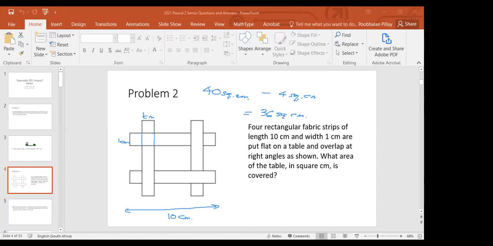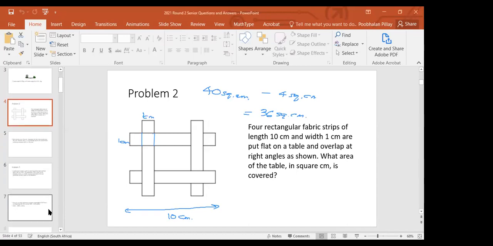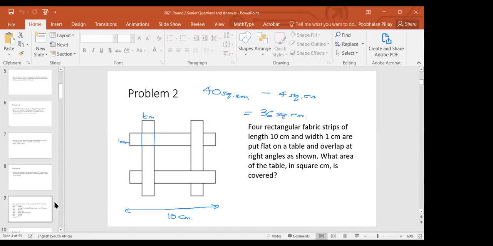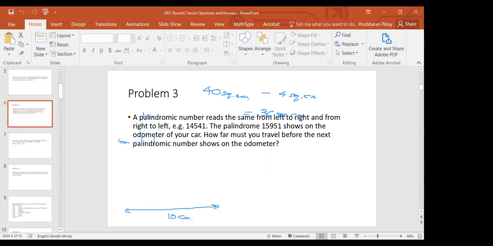The next problem, we go on to problem 3. Okay, so problem 3, what does it say? It says a palindromic number reads the same from left to right.